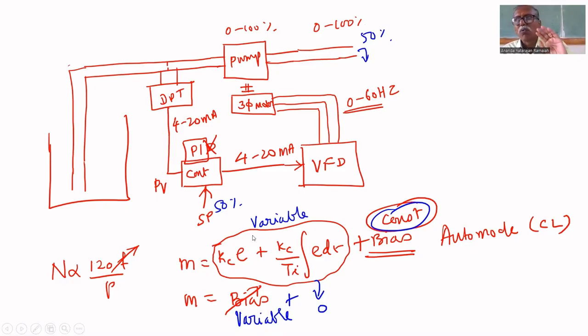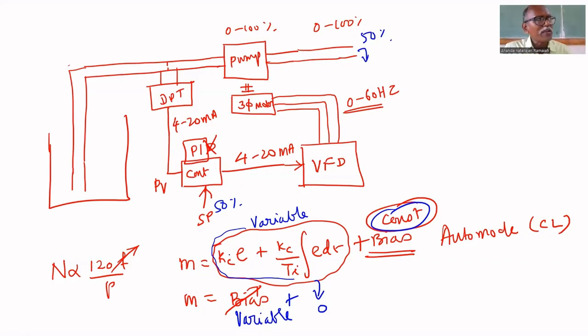So what is happening while transferring from manual mode to auto mode? This formula part is included by making bias equal to constant. That is the function of the controller. That is called bumpless transfer. If you transfer from manual mode to auto mode, the bias becomes constant and the formula part as a function of error is included in the controller output. That's all.